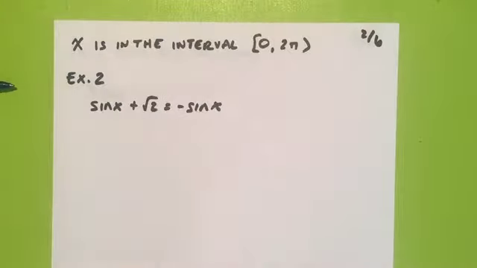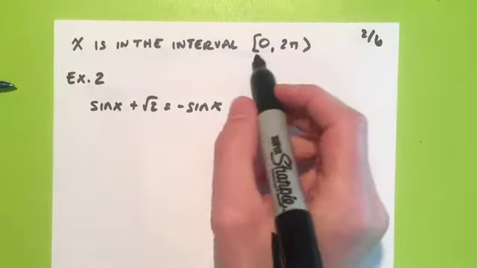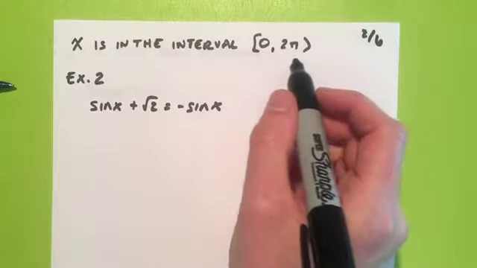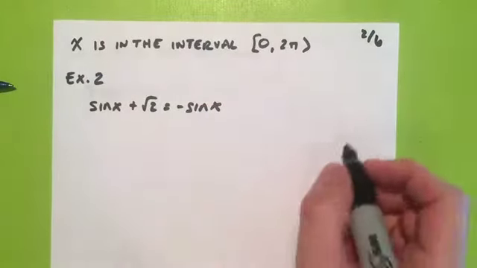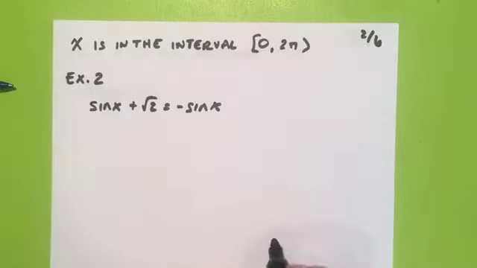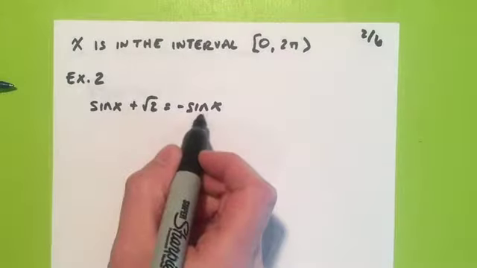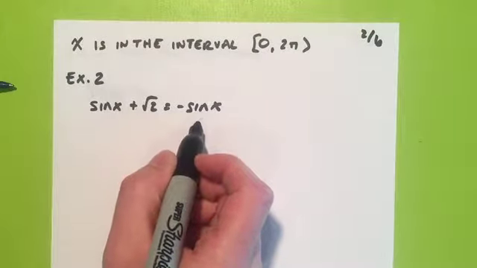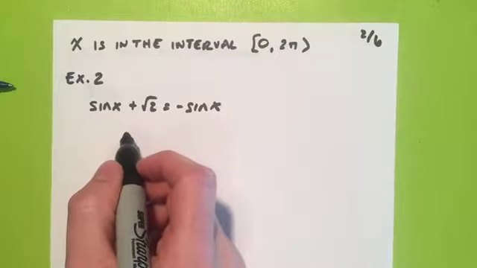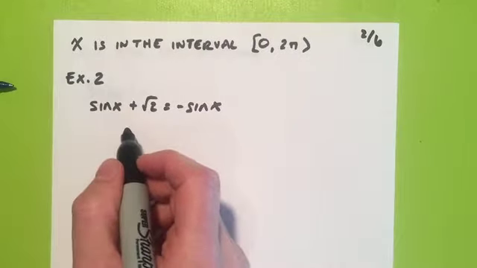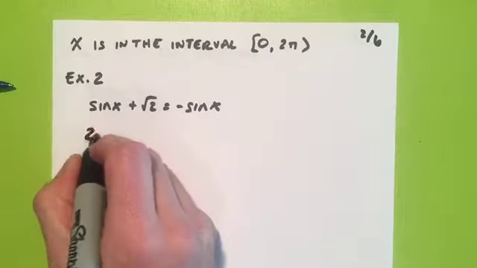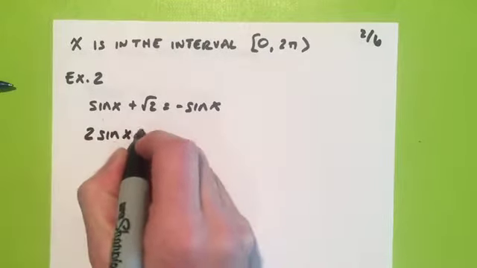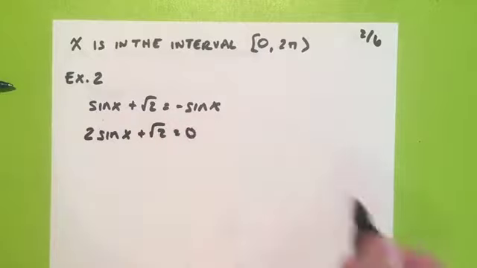Number 2. Here we have an example where we are looking for something in the interval 0 to 2 pi. So we want every angle that makes this work from 0 to 2 pi, within one rotation. Now I see that sine shows up twice. What I'm going to do is collect everything. I may need to factor, I may need to group. I'm going to add sine x to the other side. That happens to give us 2 sine of x plus root 2 equals 0.